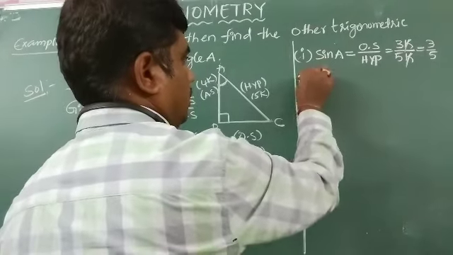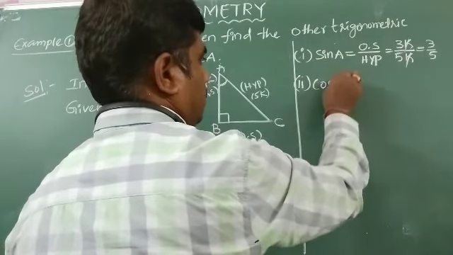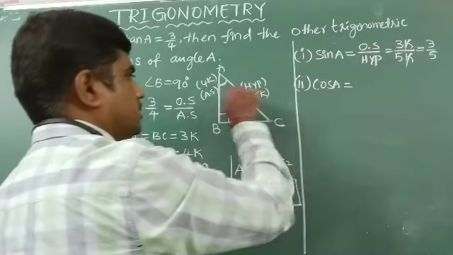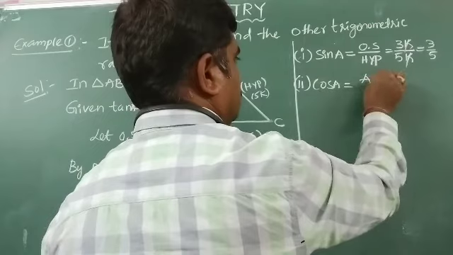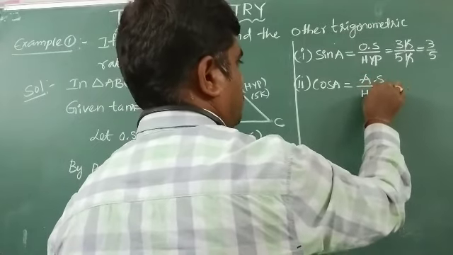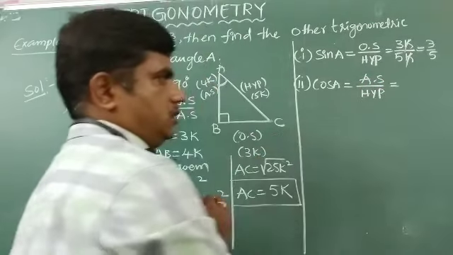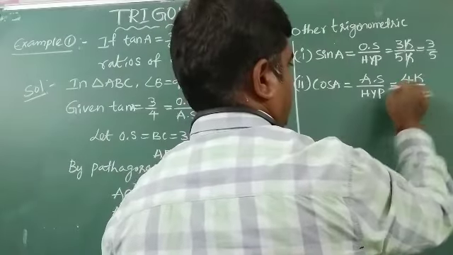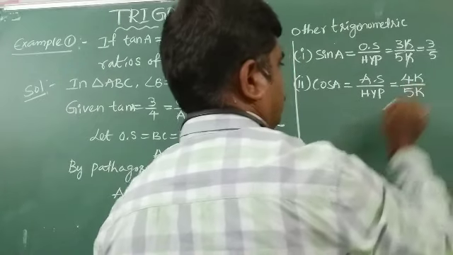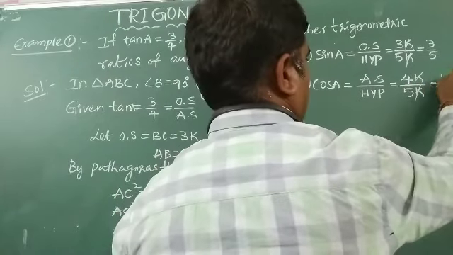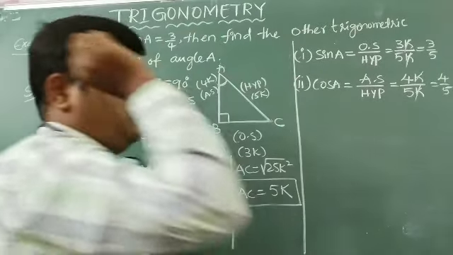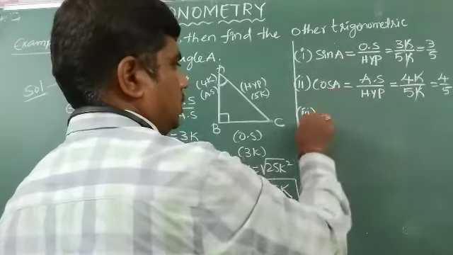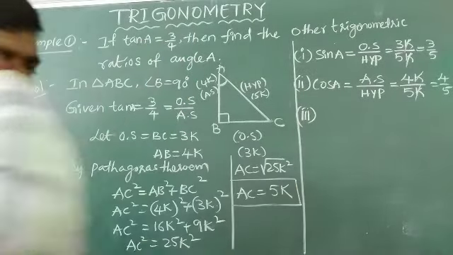Next, the second one, cos A. Cos A means the ratio between the adjacent side and the hypotenuse. The adjacent side is 4 times K and the hypotenuse is 5 times K. Again K cancels, giving 4 by 5. Cos A value is 4 by 5. Next, the third one, tan, is already given, so there is no need to find it.